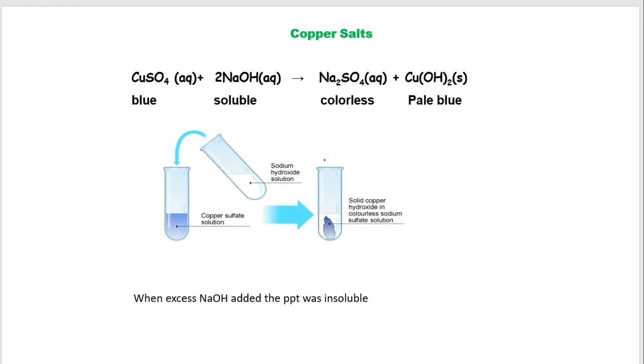So formation of a reddish brown precipitate indicates the presence of Fe3+ ion in a sample. Next salt is the copper salt, presence of Cu2+ metal ion. We are taking the example of copper sulfate, which is blue in color. Sodium hydroxide was added to it dropwise and it formed copper hydroxide, which is pale blue in color. Now, when excess NaOH was added, it still did not dissolve. So the formation of a pale blue precipitate indicates the presence of copper.